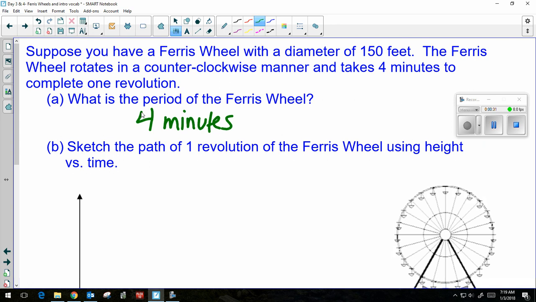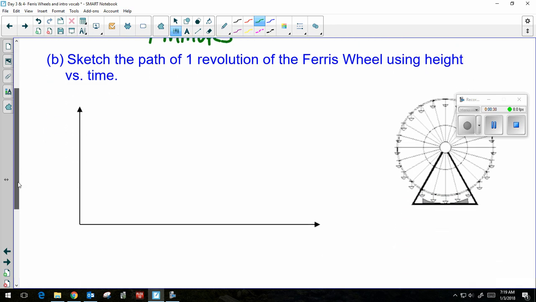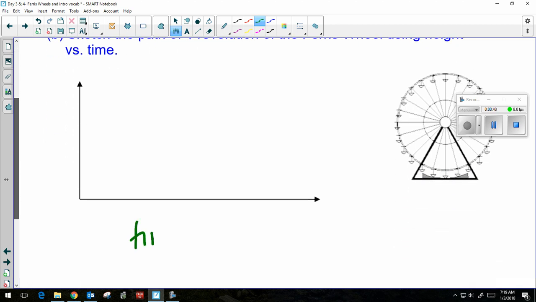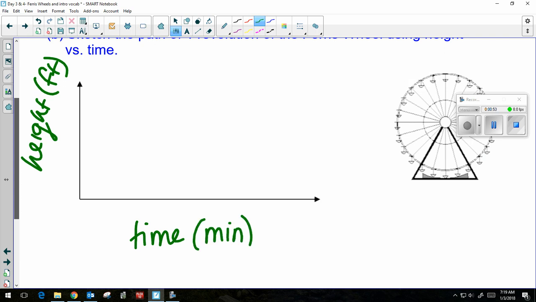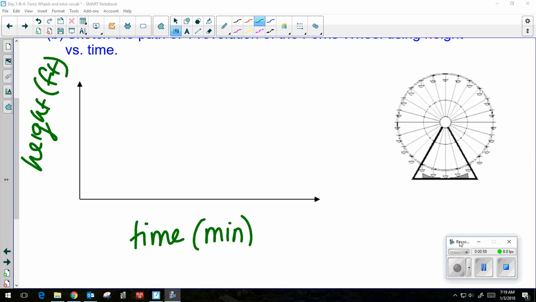Part B is asking us to sketch the path of one revolution of the Ferris wheel using the height versus time graph. So I'm going to label my axes, time and height. And my height is going to be in feet because they gave me the diameter in feet. And my time is going to be in minutes because that's what my period was in. Now, I have a picture of a Ferris wheel here. If you don't have one when you're doing a question like this, just draw a circle so that way you can mark it up a little bit.